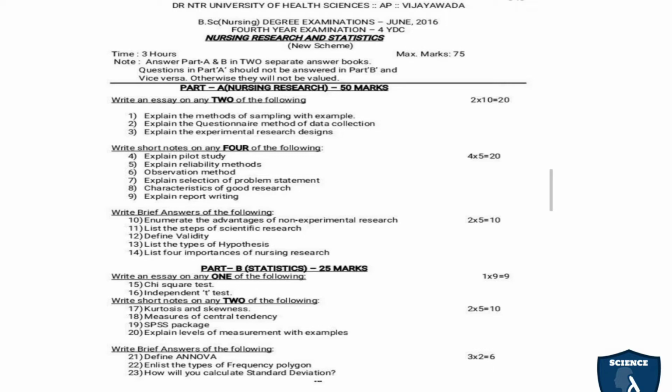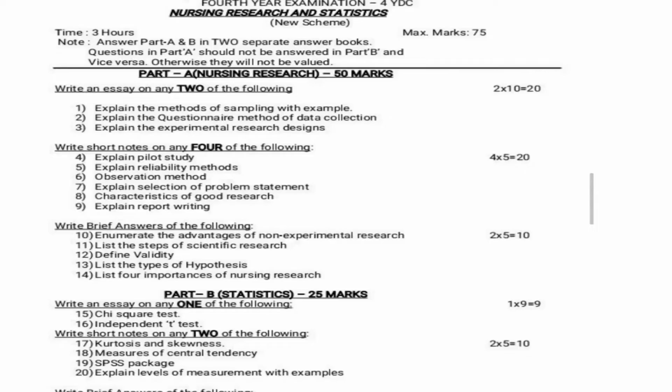Okay. So in Nursing Research, essay: they will be giving 3 essays. You have to write 2, 2 into 10, 20 marks. Whereas short notes, they will be asking 6, out of which you have to answer 4. 4 into 5, 20 marks. Then brief answers, 5 into 2 is equal to 10 marks. This is with regard to part A.